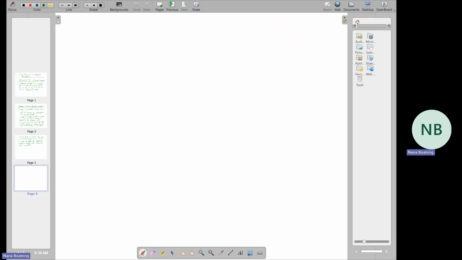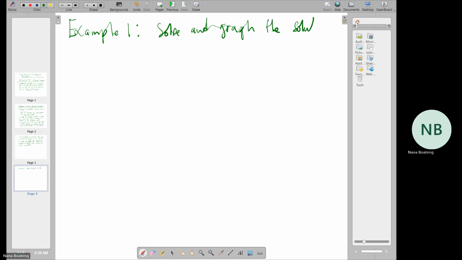So this is example 1. Example 1 says solve and graph the solution set: x squared minus x is greater than 2.